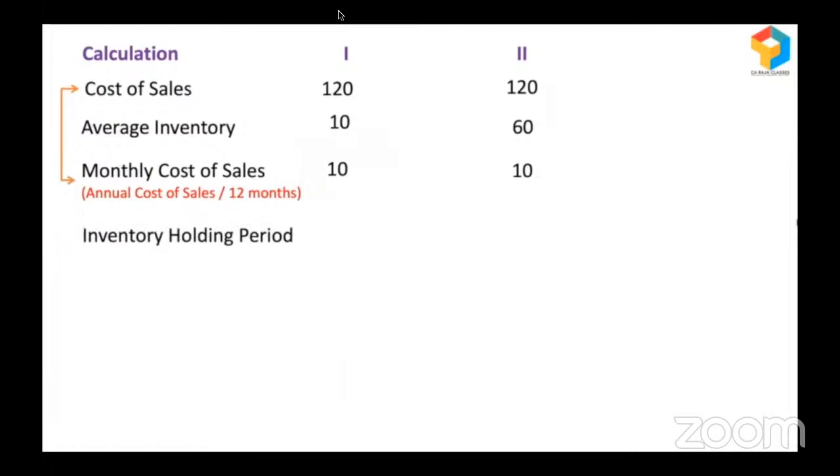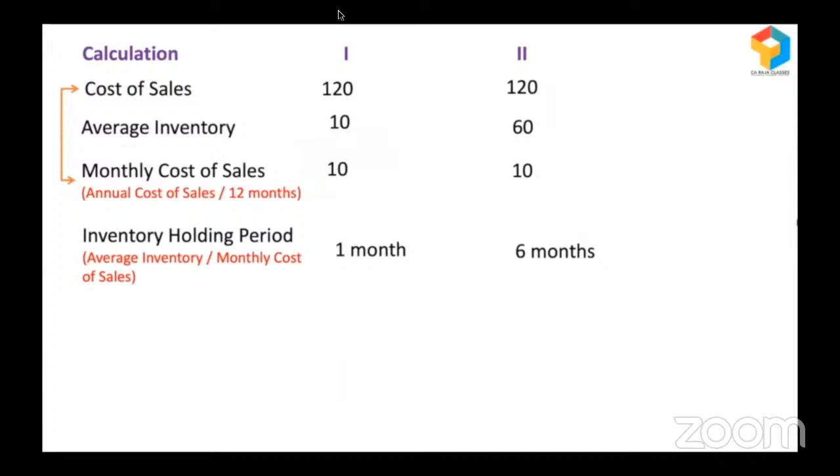I derived the inventory holding period. I just took average inventory and divided it by monthly cost of sales. In scenario 1, 10 million by 10 million gave me the value 1. It means this business is maintaining inventory equivalent to 1 month's cost of sales. Whereas in scenario 2, they are maintaining inventory of 60 million divided by 10 million. It means they are maintaining inventory equivalent to 6 months' cost of sales. So this will communicate a lot to the bankers.